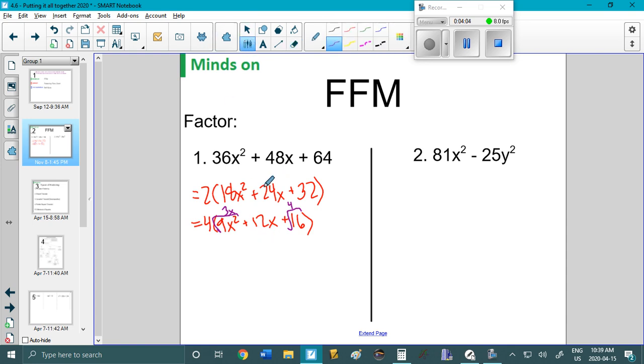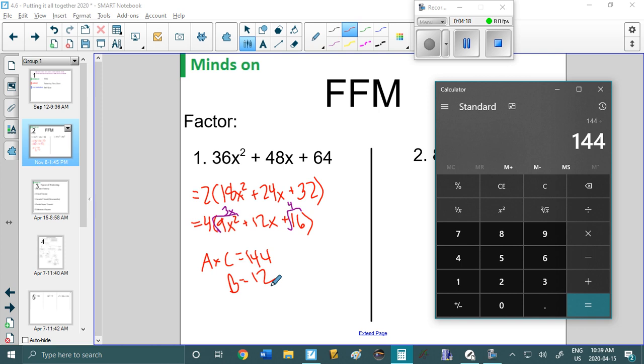So instead, let's find 2 numbers that multiply to 144. So A times C is 144, and B is 12. Okay. So 144 divided by 2, that doesn't add to 12. Divided by 3, divided by 4, doesn't work. Divided by 6 is 24. No, that doesn't add to 12. Oh, that should be 72, doesn't work. Divided by 8, 18 and 8? No.